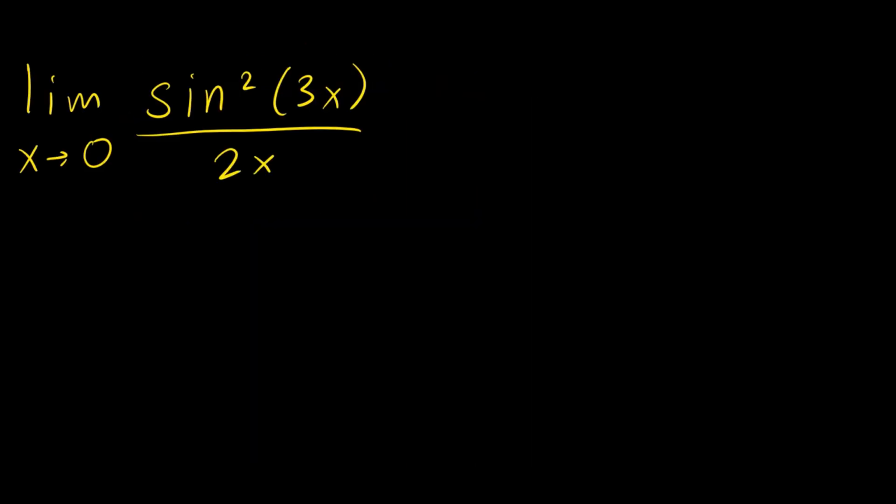So here we have the limit as x approaches 0 of sine squared of 3x divided by 2x. Like with any other limit, let's just plug in the x value. So here we'll have sine squared of 3 times 0 divided by 2 times 0, and ultimately that will become a 0 divided by 0 situation. So we've got to manipulate something to figure this out.